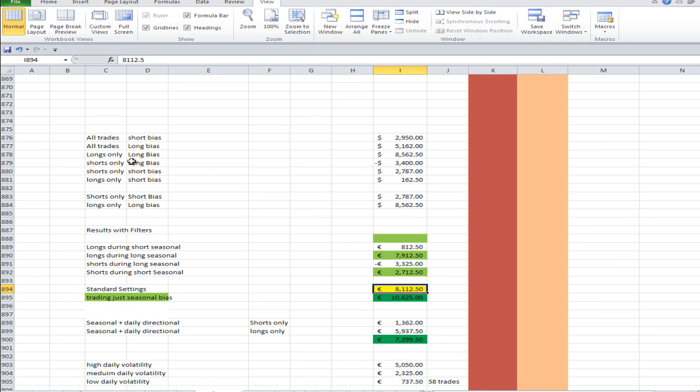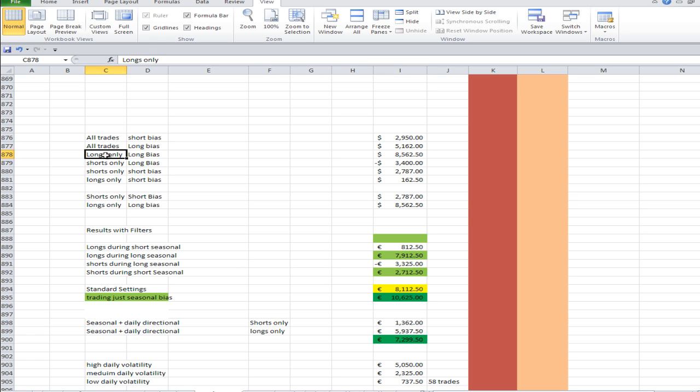What I did was I thought, well, if there's such a bias to the long side, then that should be reflected in our results. So I looked at all trades with a short bias, taking every single trade with the short bias, and the short bias was the short daily bias, the daily directional using the moving average. If I took every trade on the short side when there was a short bias, then I made $2,950. If I took every trade on the long bias, I made $5,162. That's fine. That's exactly what we ended up with as our overall profit. So there's no surprises there.